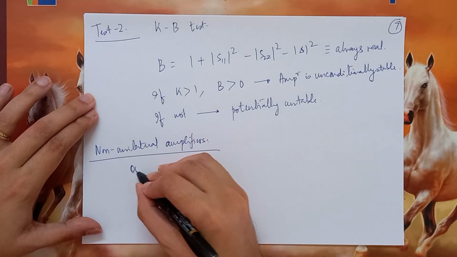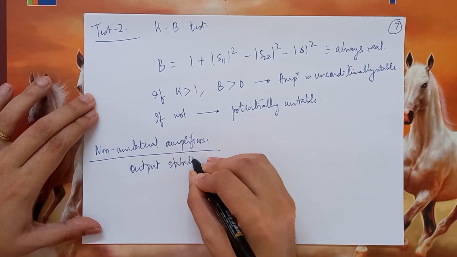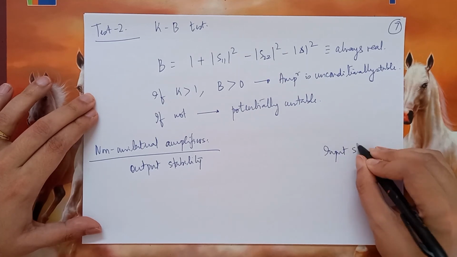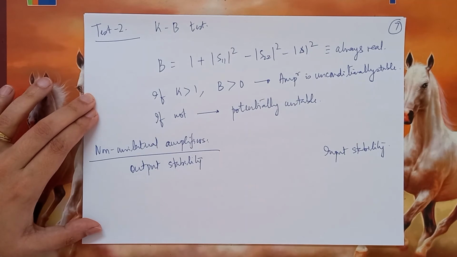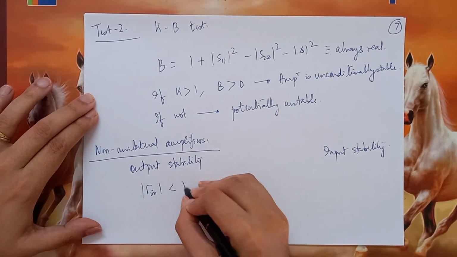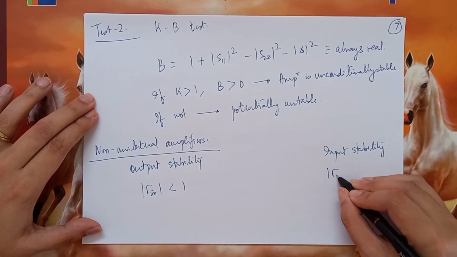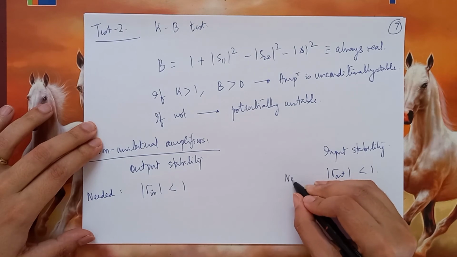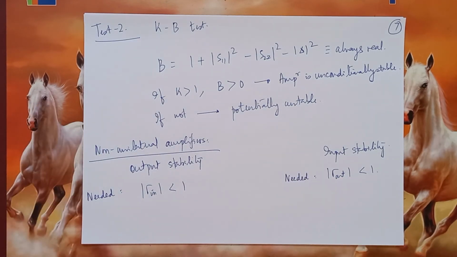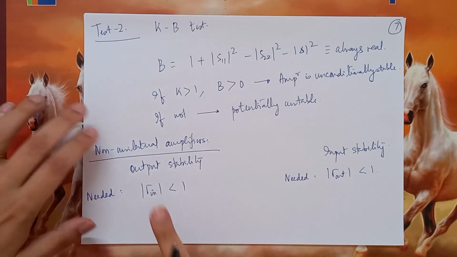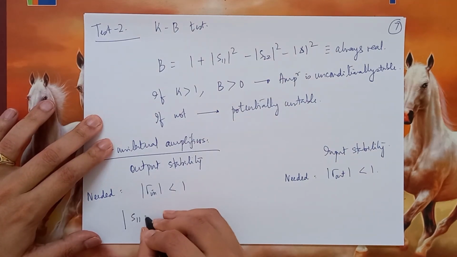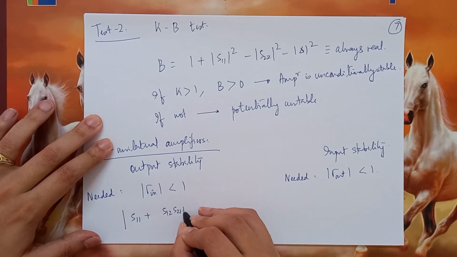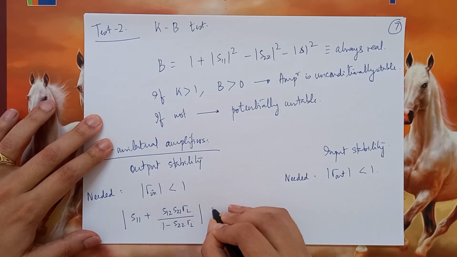So let's define the output stability criteria and then the input stability criteria. So output stability means we want that the mod of gamma in should be less than 1, and for the input stability criteria, we want the mod of gamma out should be less than 1. These are needed. So over here, what is gamma in? Let's write the formula. This should be less than 1.